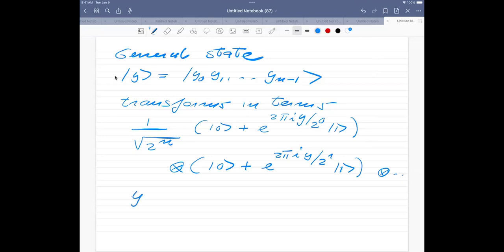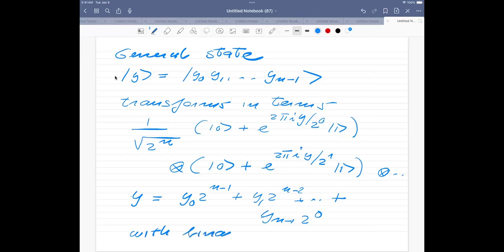What we did was to write this y in terms of y0 times 2 to the n minus 1, plus y1 times 2 to the n minus 2, plus, and then we have the last term, y of n minus 1 times 2 to the 0. And it's common to replace that one. So this is a binary integer representation. With a binary float, that's more common actually, and you will see that in many textbooks.